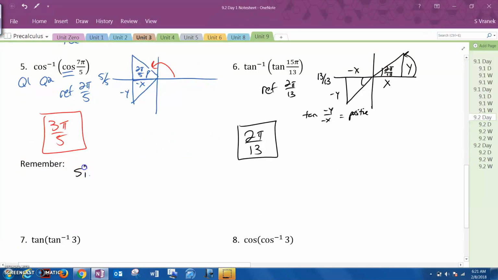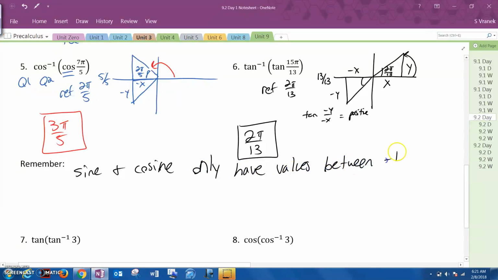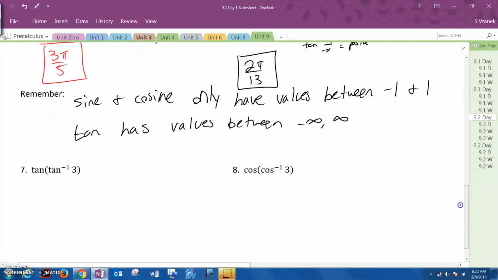Remember that sine and cosine only have values between -1 and 1. Where tangent can have values, I don't know how to spell today, between -infinity and infinity. So now we're going to do two problems where we're kind of reversing the process.